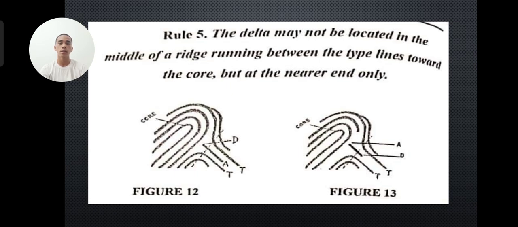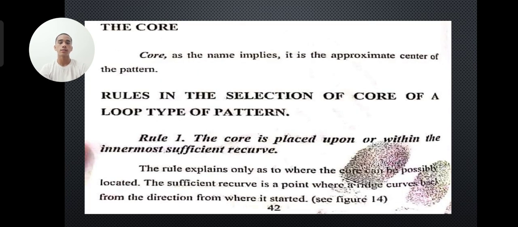So, the next topic is the core. What is the core? As the name implies, it is the approximate center of the pattern. The core is the most central part, the approximate center of the pattern, also called the inner terminus. Rule number 1: the core is placed upon or within the innermost sufficient recurve.